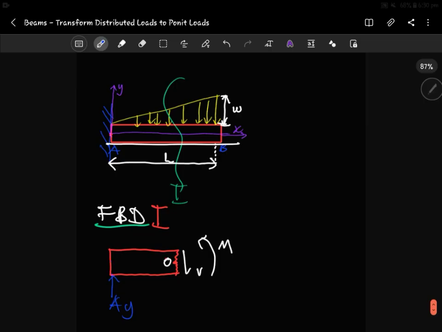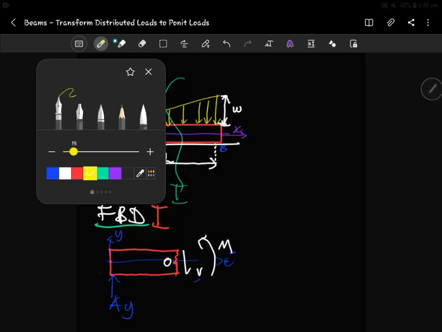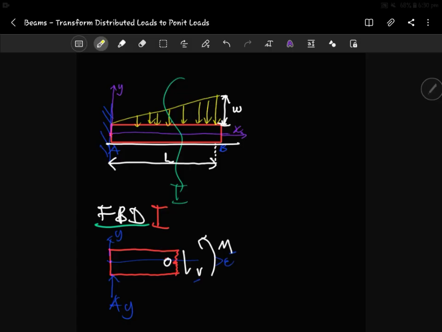The coordinate system is the same thing, right? So let me just do this, right? So I have everything. I have the shear, I have the moment. The next thing I have to do is to be able to represent the same beam, the same distributed load, linear distributed load here in the form of a point load, right?